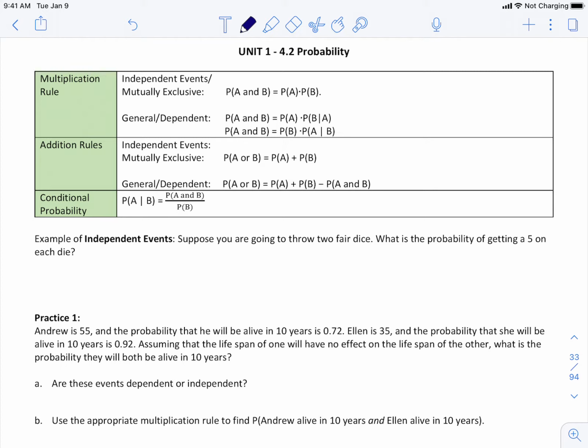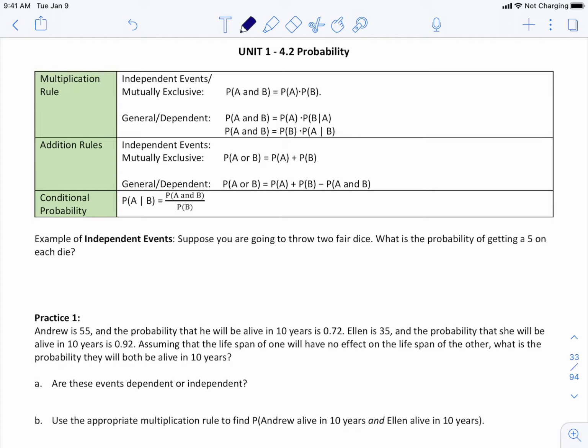Hi everyone, today we're doing notes on 4.2 and 4.3, more with probability. So we have the multiplication rule. If your events are independent or mutually exclusive, we take the probability of A and B. That's equal to probability of A times probability of B. In general, if your events are dependent, the probability of A and B is equal to the probability of A times the probability of B given A, or the probability of B times the probability of A given B.